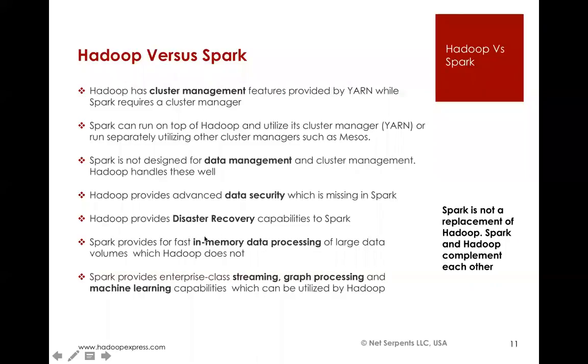So Spark bridges that gap. If you were to run your entire data process from the map stage to the reduce stage to the aggregated results, you could not do that in memory in Hadoop. Now Spark allows you to do that. So if you have Spark sitting on top of Hadoop, you can actually do in-memory data processing. Spark provides for enterprise class streaming, graph processing, and machine learning capabilities. We'll look at all of these one by one.